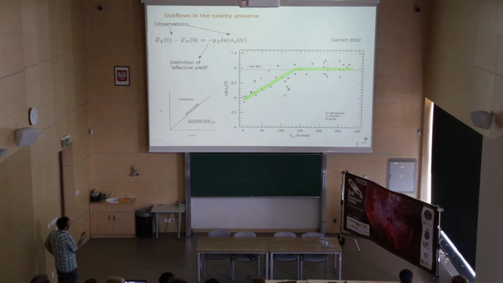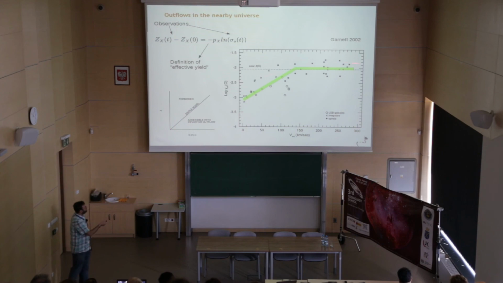Now what he did is to say, remember, in simple models you have a direct relation, but when you have outflows, you will go down here. So what I can do is define an effective yield so that this relation holds. And if the effective yield is the real one, it means that I'm in the simple model. If it's reduced, it means that we are in the presence of outflows.